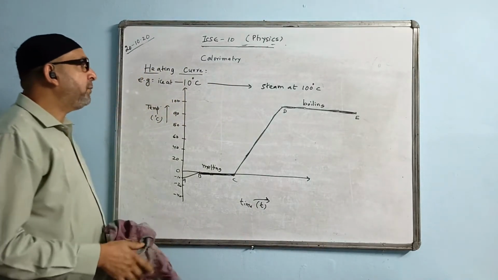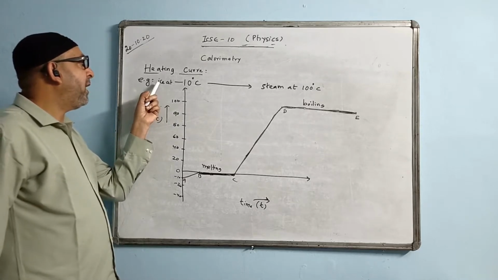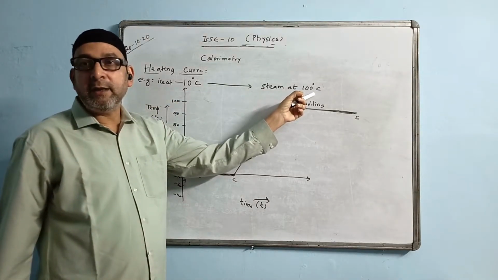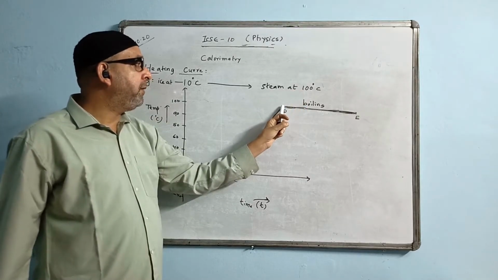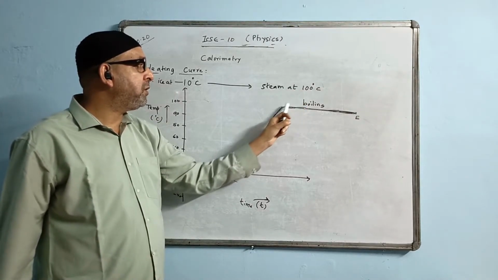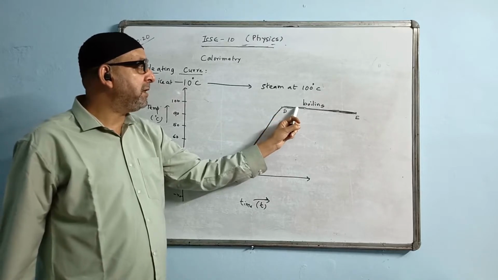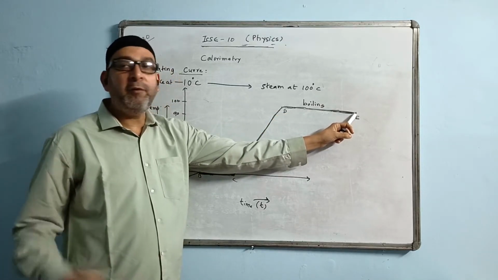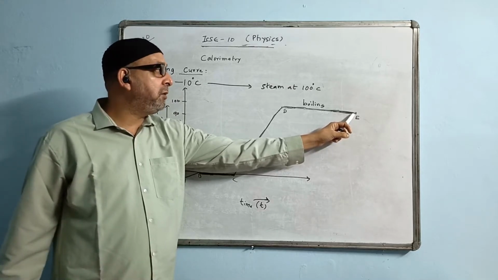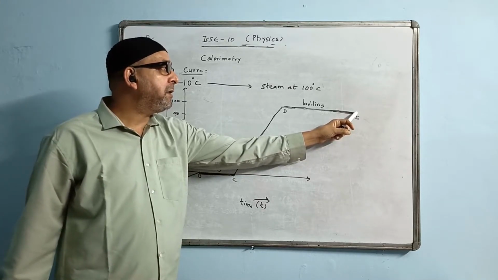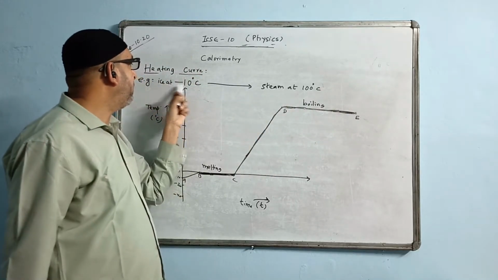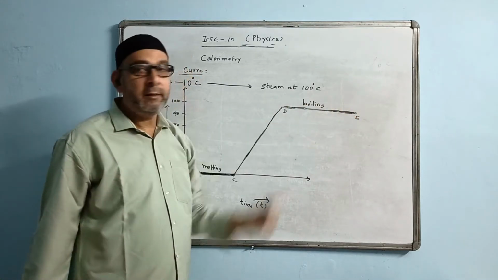A question may ask you to convert ice at minus 10 degrees Celsius into steam at 120 degrees Celsius. How to show it? From here onwards the formation of steam takes place like this, and the change of state is complete here. Now the water has fully changed into steam. Now the temperature of the steam will increase further, so we can go up to 120 and it will go till here.